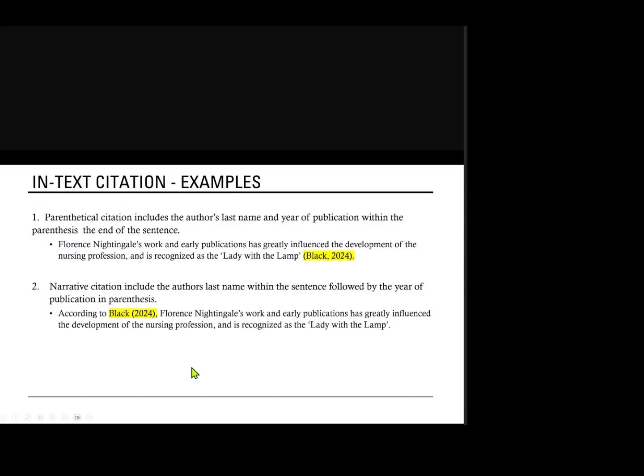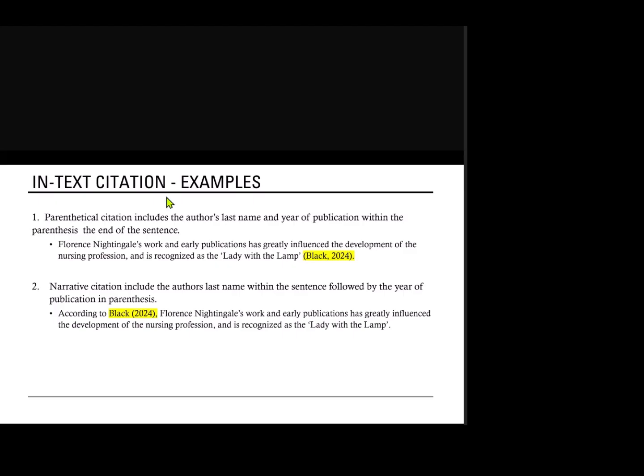Parenthetical citations include the author's last name and the year of publication within the parentheses at the end of the sentence. So what you see here is an example, and again, I just kind of made this up: Florence Nightingale's work and early publication has greatly influenced the development of nursing profession and is recognized as a Lady of the Lamp. What you see in highlight here is, again, in parentheses, I use Black, who is the author of our textbook, and also a comma after her name with the year that the textbook was published, and I use 2024. Okay.